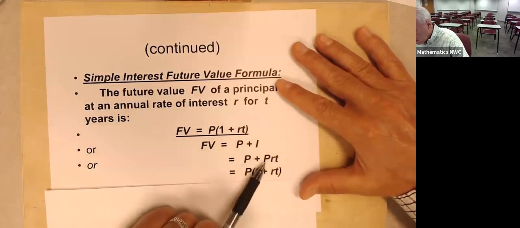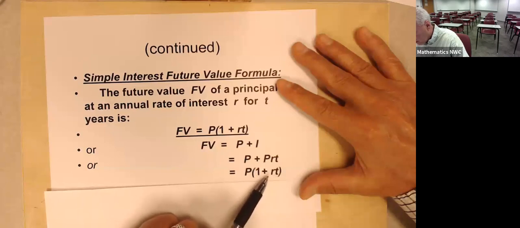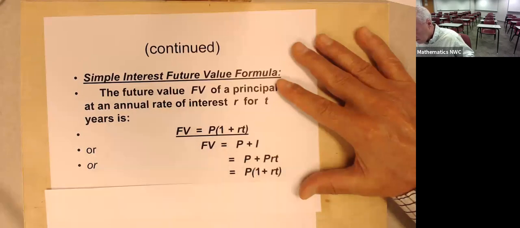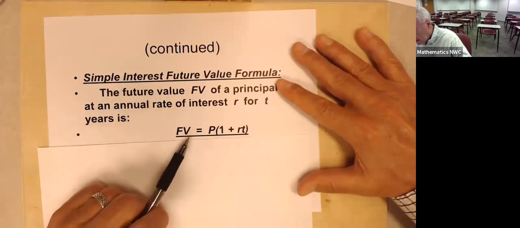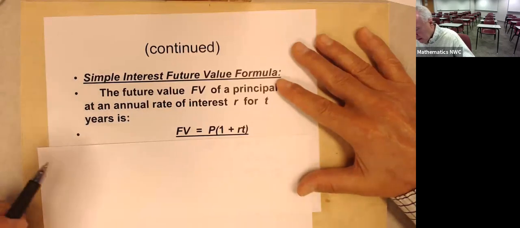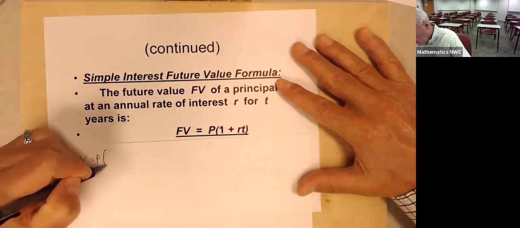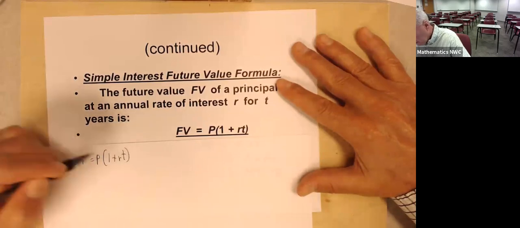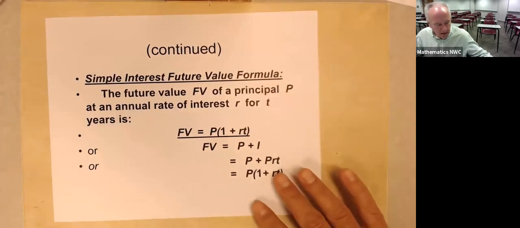What we can do algebraically is take this principal P, factor it out, and I'm left with the parentheses 1 plus RT, which is that formula. That's the formula I should copy down for simple interest future value formula. It's one that we will be using frequently. Okay? Make sure that you have that one copied down.